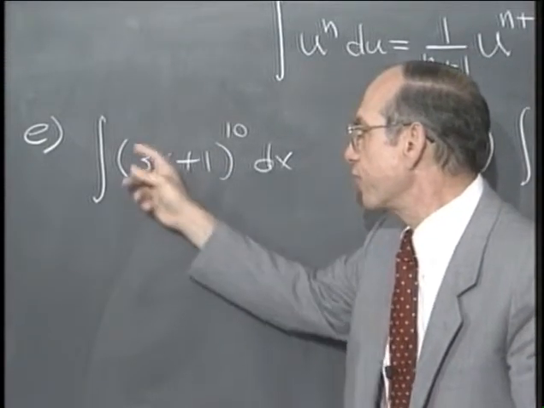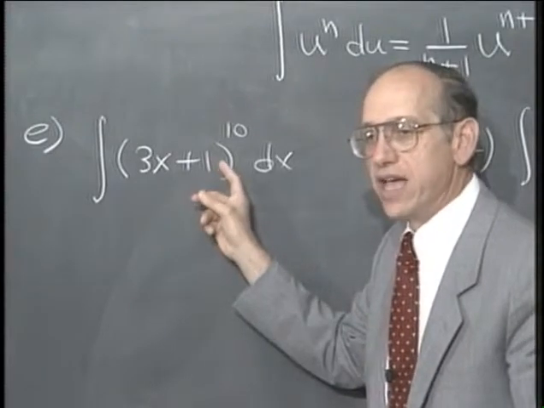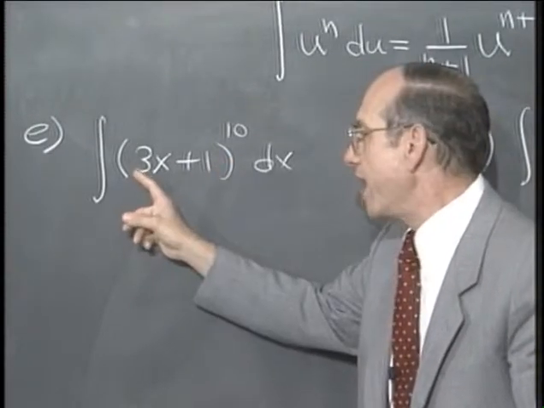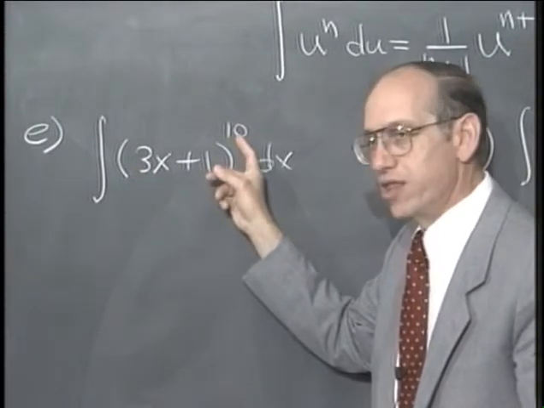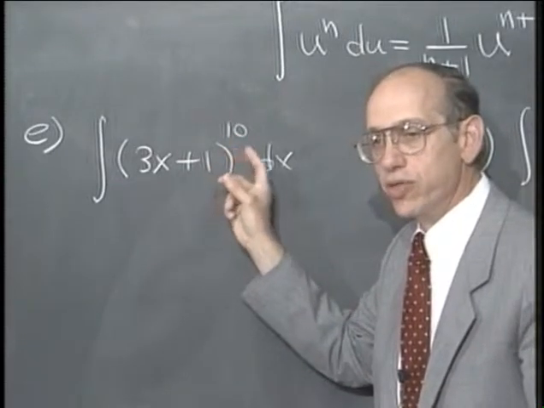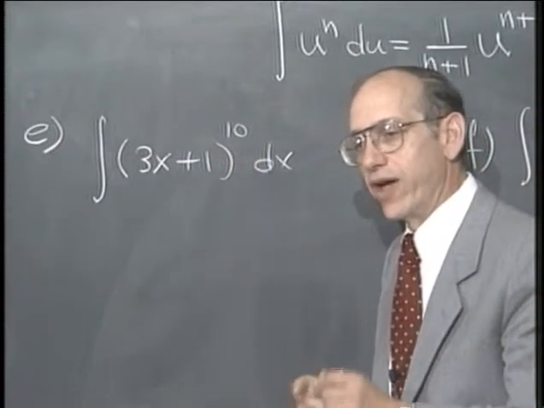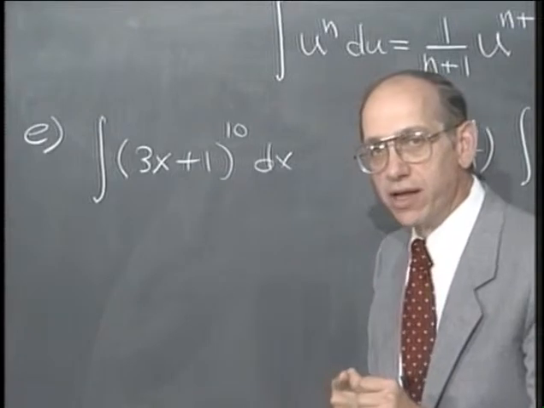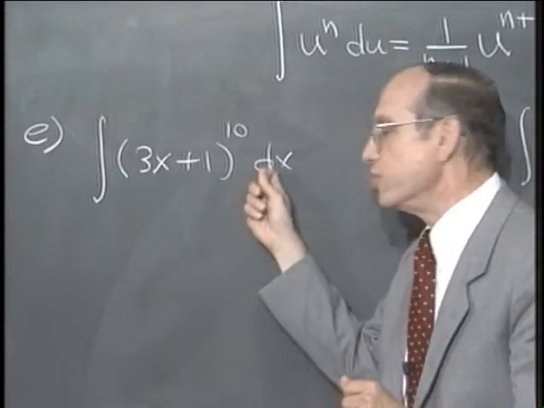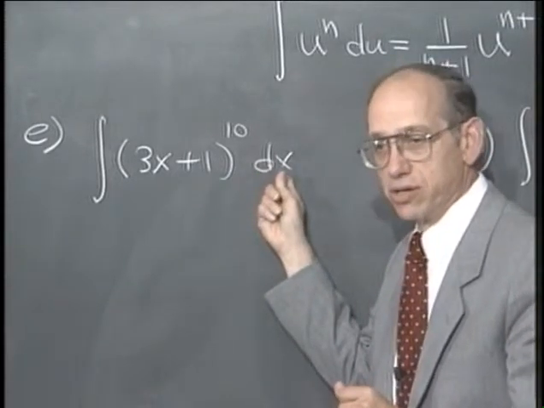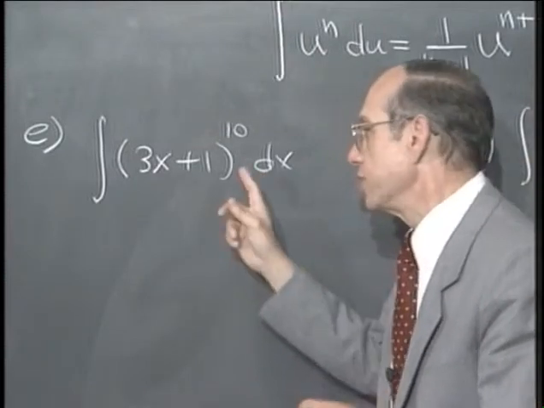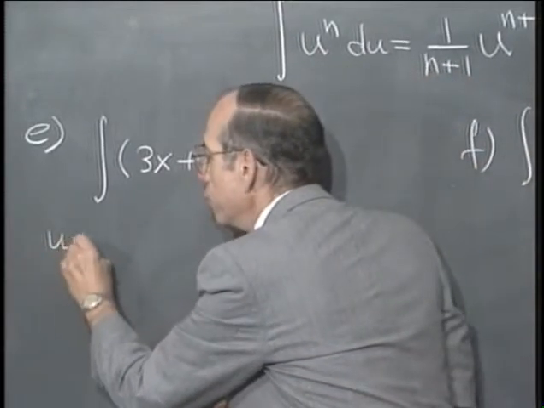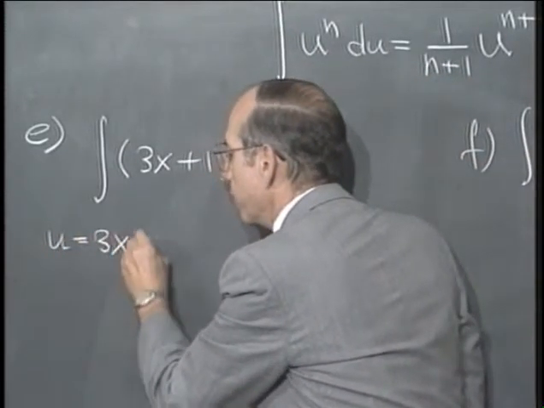If I think of 3x plus 1 as u, then what I have here is u to the 10th power. That's of the form u to the n. However, if I want to do the integral of u to the n, I must have du, not dx. So I think as follows. I think u is 3x plus 1.